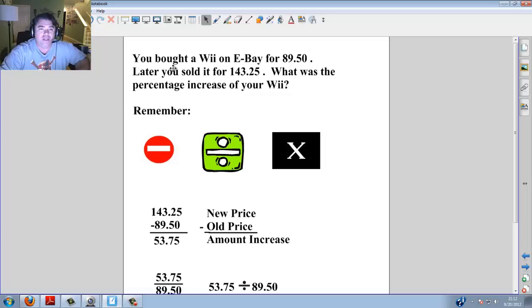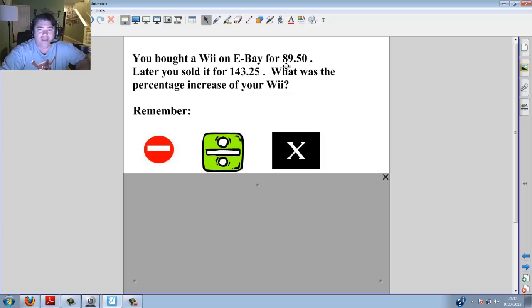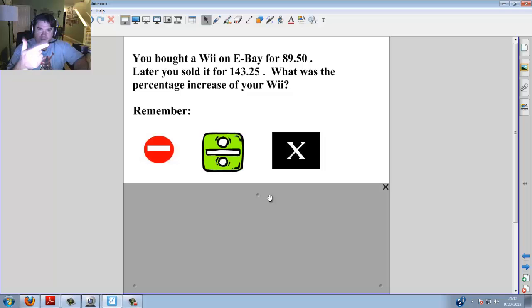Next page. You bought a Wii on eBay for $89.50. Later you sold it for $143.25. What was the percentage increase of your Wii? So go ahead and give it a try. Remember, big minus little divided by the old times 100. Pause and try.